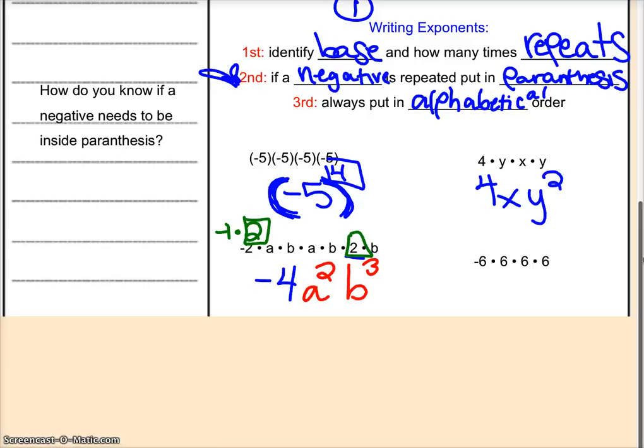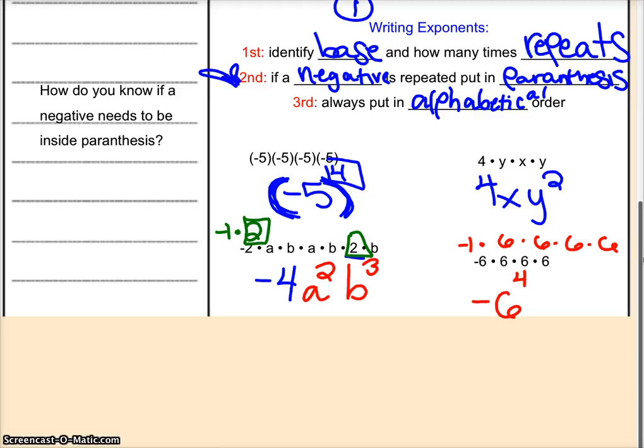So I have negative 6 times 6 times 6 times 6. Am I going to put the negative inside parentheses? Yes or no? Why? Because it's not traveling together. The negative 6 is like an outsider here, right? So I can separate that as negative 1 times 6 times 6 times 6 times 6. Okay? So I have 6 to the 4th, and then you just bring the negative down.